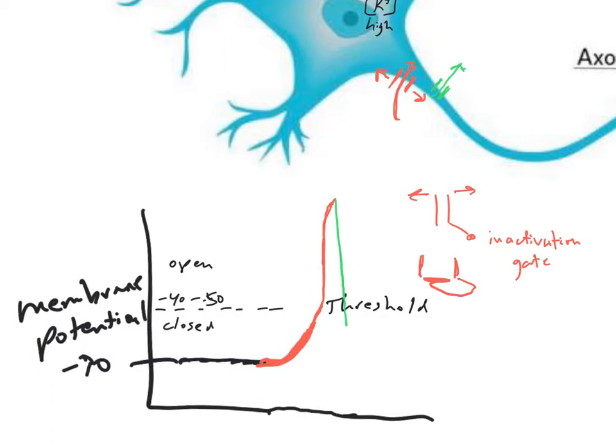And so when we hit this threshold again, both of these are going to close because now we're below that voltage gating where they open. And so they both close, but the potassium channel closes a little bit slower as well. And so a little more potassium is flowing out until we basically hyperpolarize, and eventually we'll reach back to this resting membrane potential.